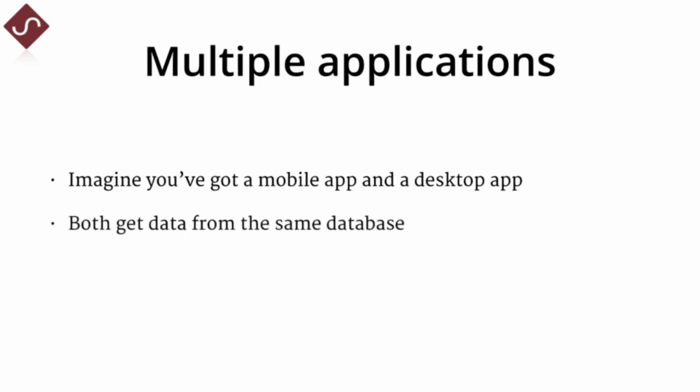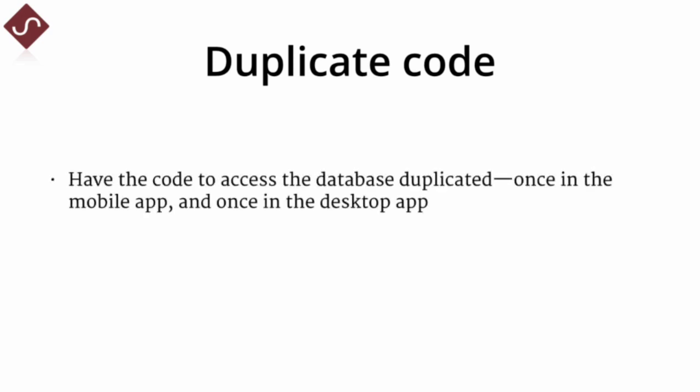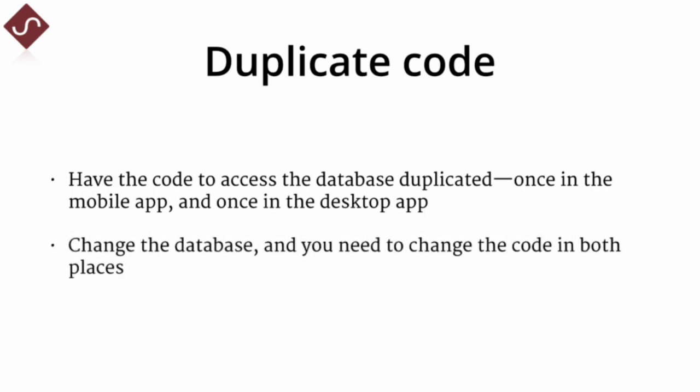And both of them get data from the same database. So what do you do? How do you structure your applications? Because both of them are using the same server, the same database. So one of the obvious options is to have duplicate code. Have the code to access the database duplicated. You've got the code written in your mobile app, and then you've also got it written in your desktop app. This is obviously not ideal because you've got to write the code twice, but it has one more drawback, which is that if you change the database, then you need to change the code in both places.